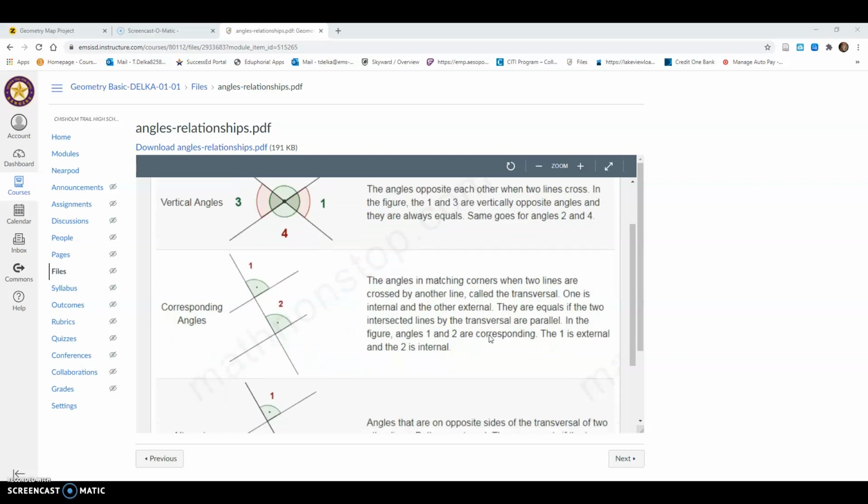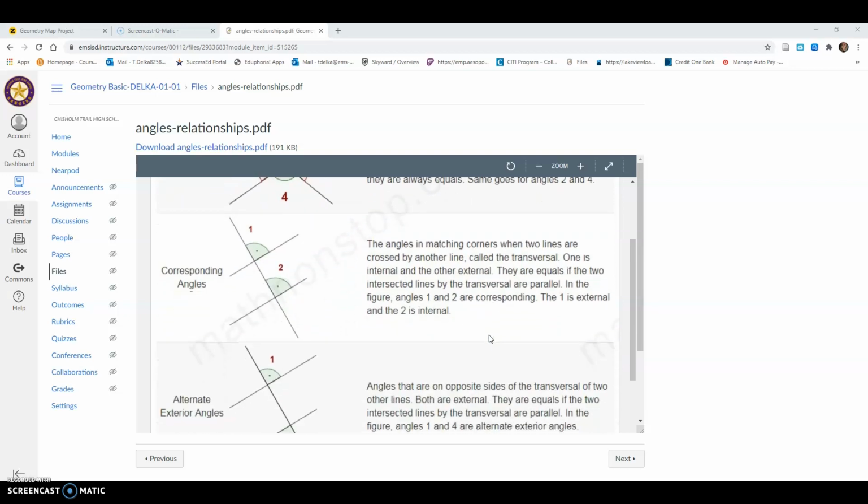Then we have corresponding angles, and that's a little more difficult, but it's the angles in matching corners when two lines are crossed by another line, called a transversal. Here's this line, here's this line. The transversal is one line going through. Okay, so that's what creates the corresponding. So one is an internal. Internal means inside. So this is inside of the two lines, and one is external, which means one is outside of the two lines.